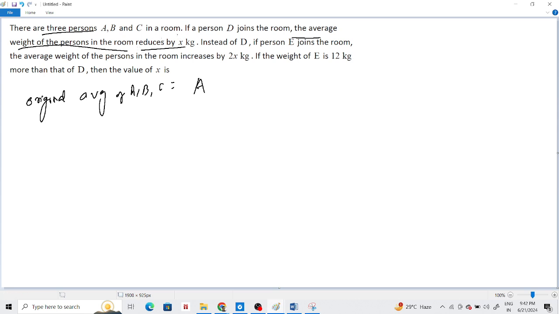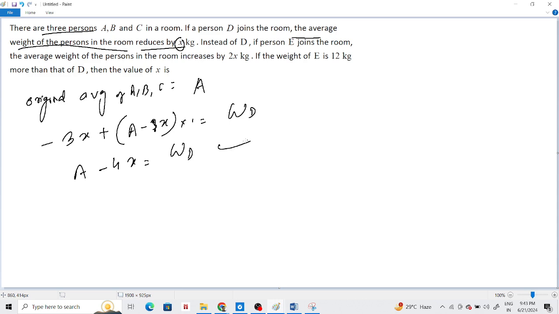Okay. Now see, the weight reduces, the average weight reduces by x kg. So what is the total decrement? 3x, and this is negative because the weight reduces. And then what is going to be the new average? New average, A minus 3x, and this is whose? D's weight, that means into 1. There is a weight of D, right? Sorry, not 3x, x, A minus x, because it reduces by x kgs, right? So it becomes A minus 4x. This is the weight of D. Did you understand till here?